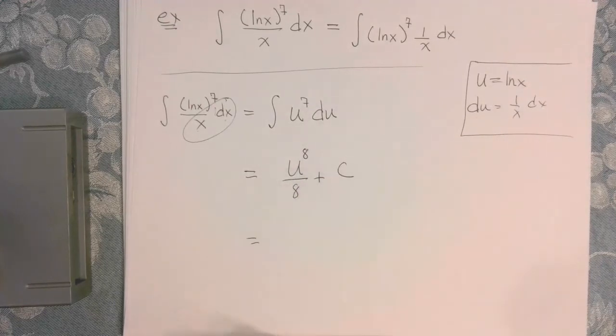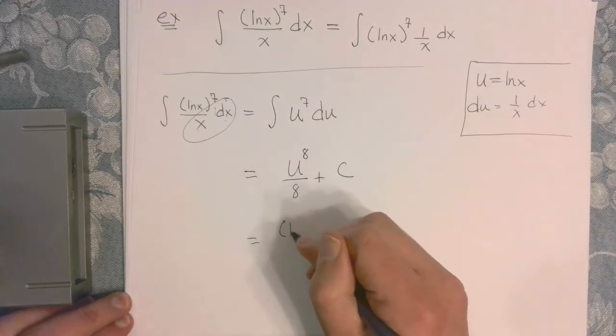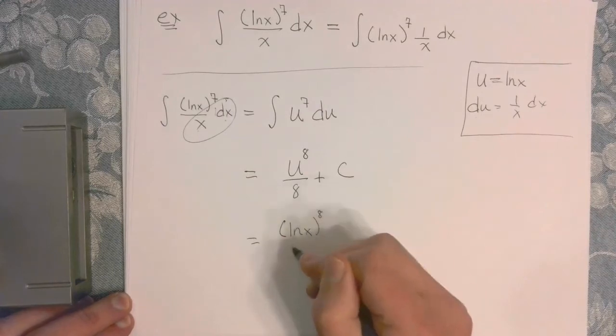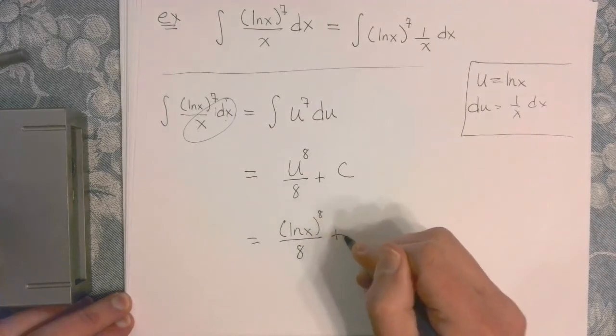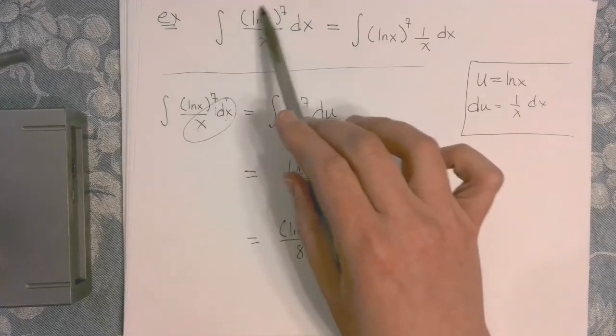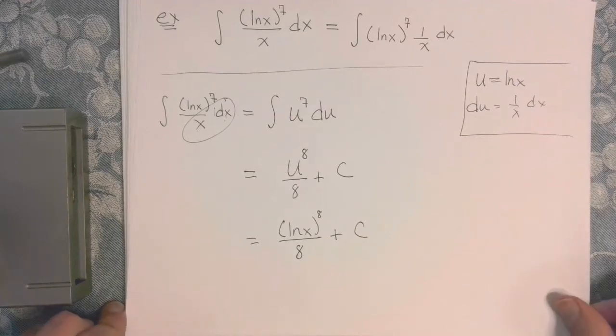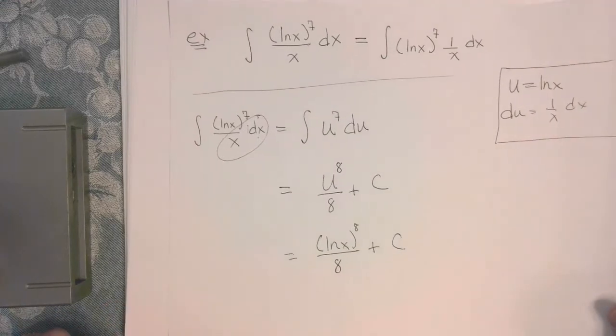And then we're going to back substitute, right? So this is exactly u. So we're going to plug this back in for u. And we get ln of x to the 8th over 8 plus c. Now, of course, you could check this. You could compute the derivative carefully using the chain rule, and you should land back here at the integrand. Okay, so yeah, let's go ahead and try another one.